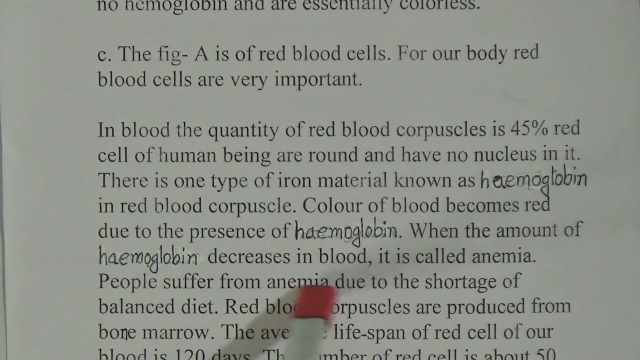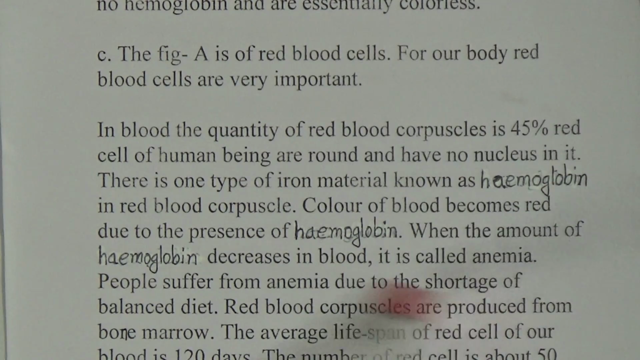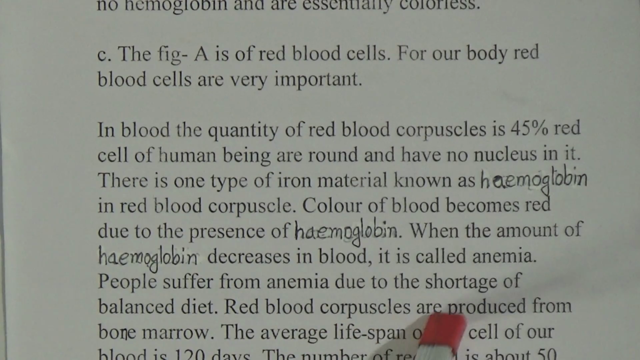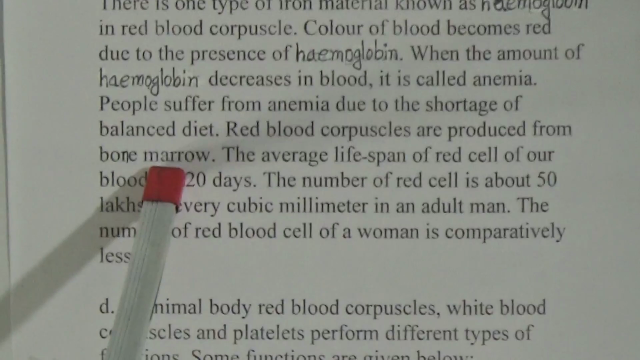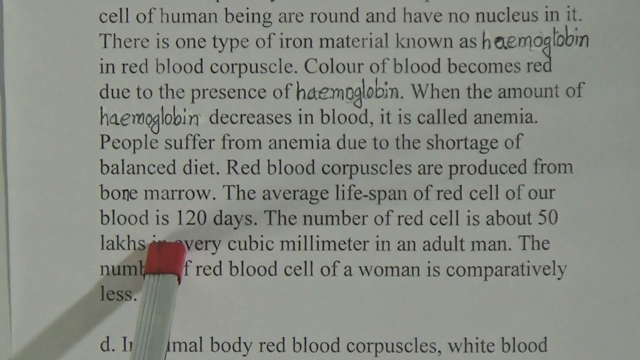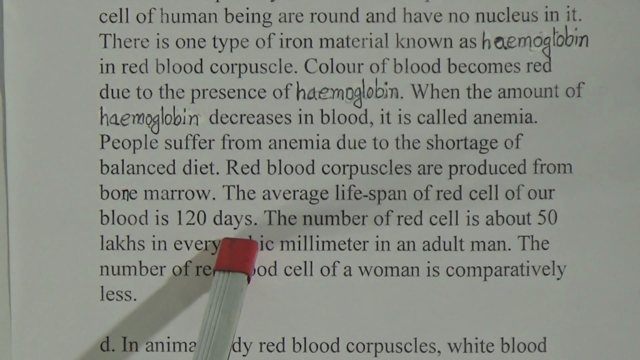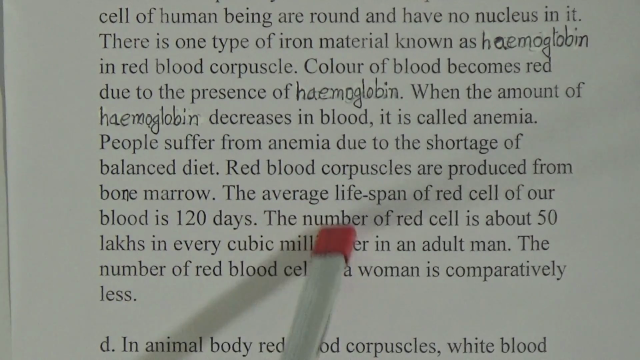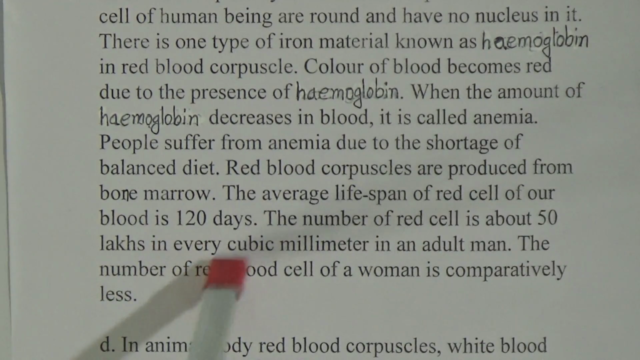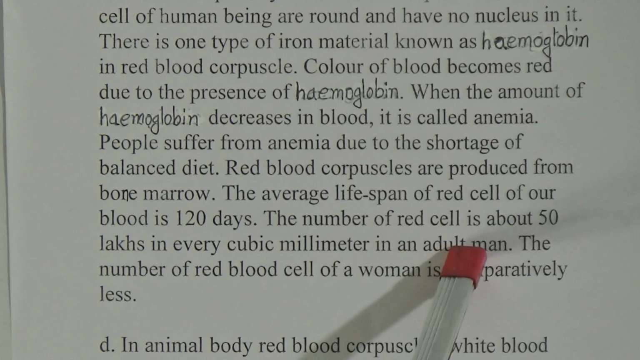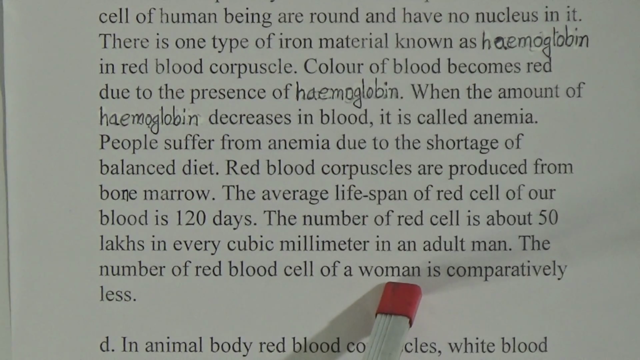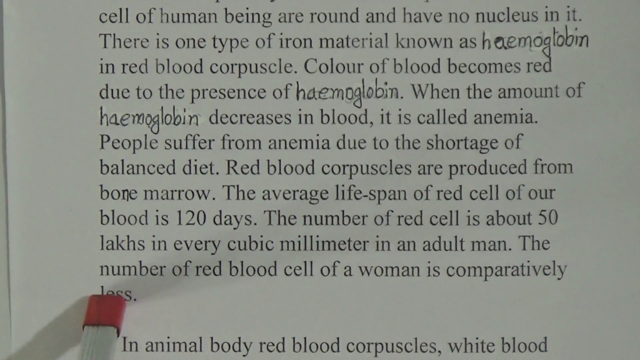People suffer from anemia due to the shortage of balanced diet. Red blood corpuscles are produced from bone marrow. The average lifespan of a red cell of our body is 120 days. The number of red cells is about 50 lakhs in every cubic millimeter in an adult man. The number of red blood cells of a woman is comparatively less.